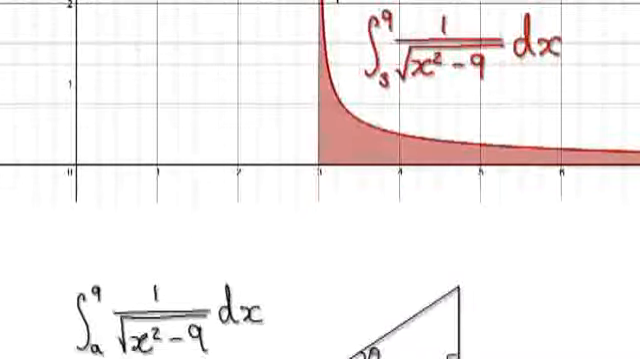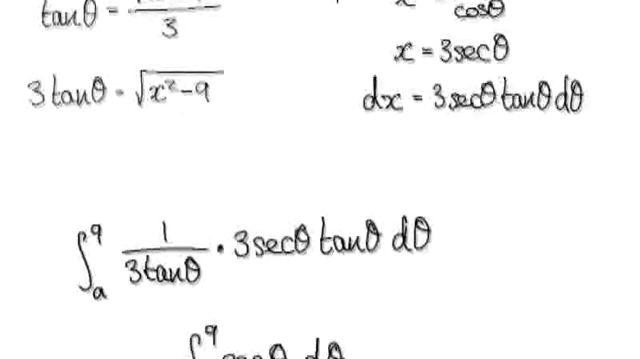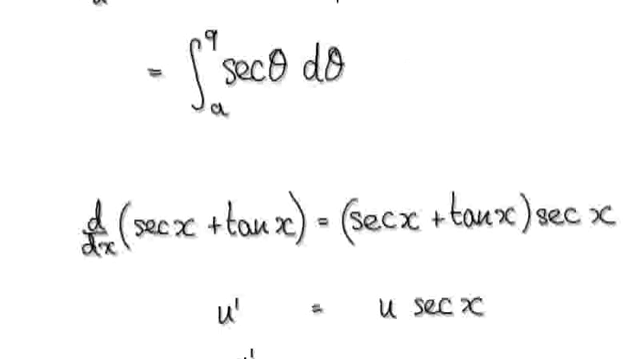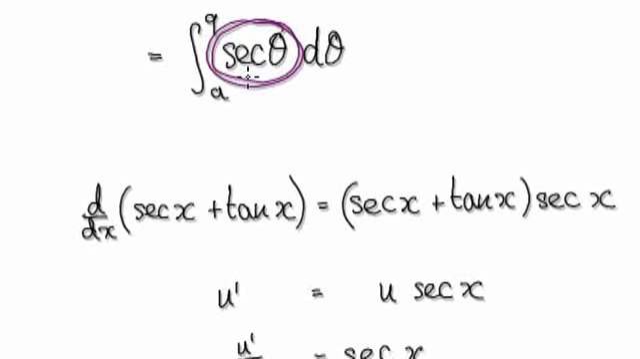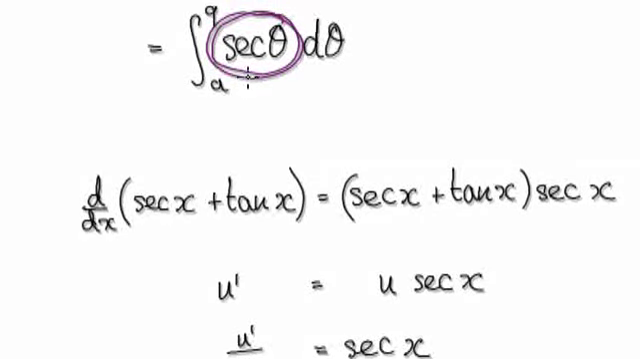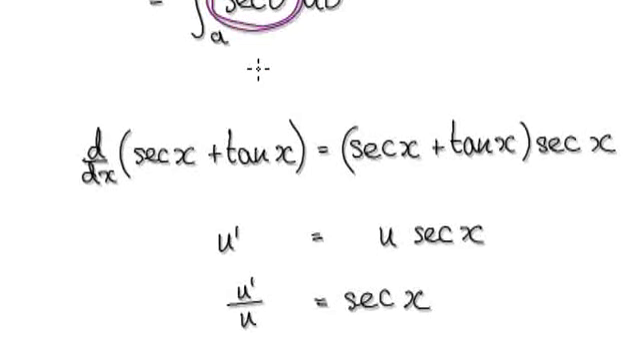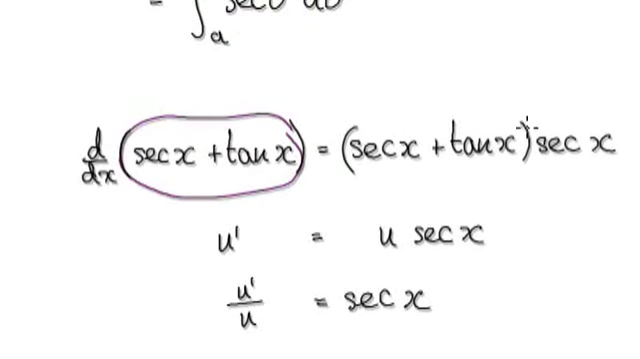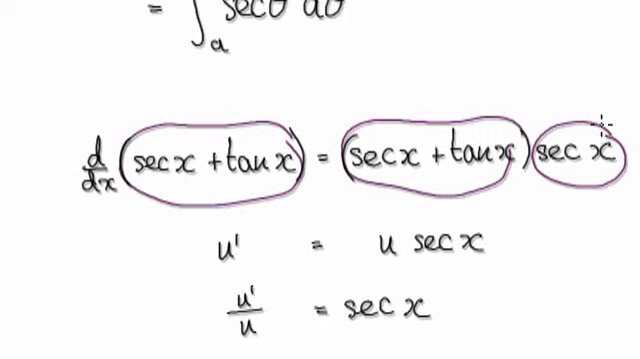So following on from the previous video, we got to this stage here where it really boils down to us trying to integrate this now from a to 9 of secant theta. We've already done this a long time ago. The way to integrate secant of theta is to realize that when you differentiate this thing here, it will be its exact same self times secant of theta.